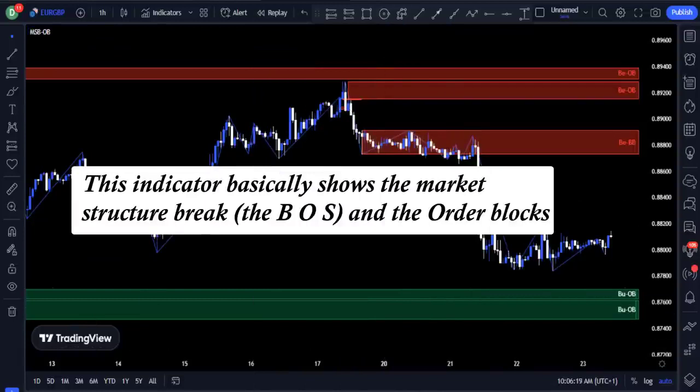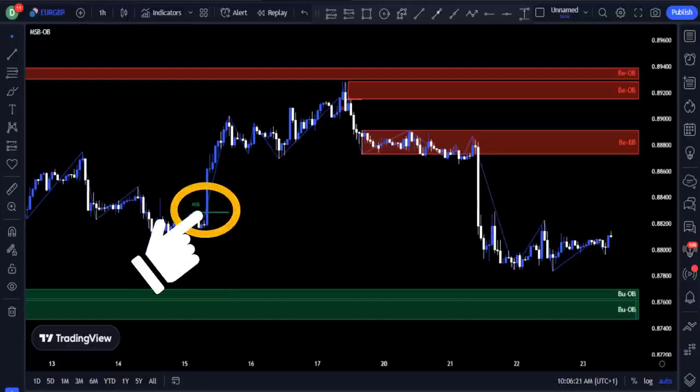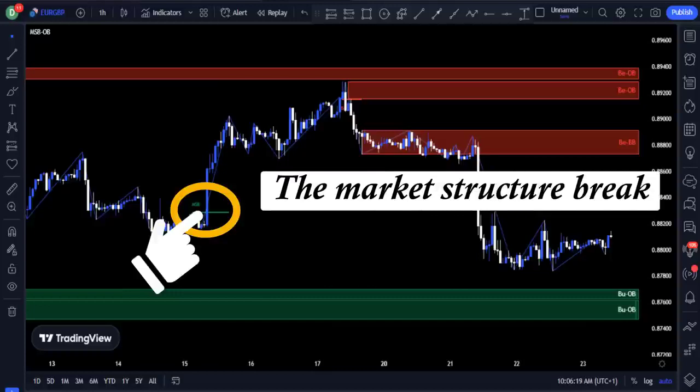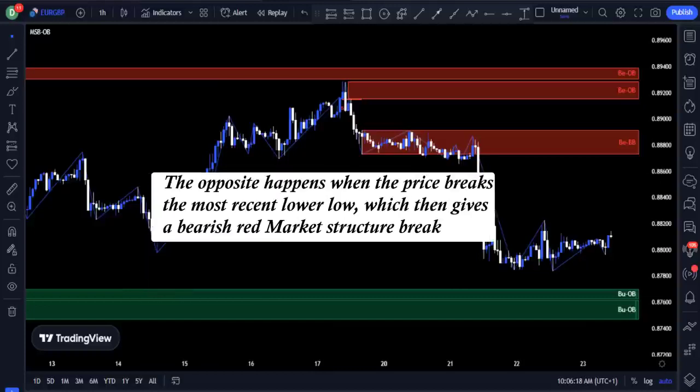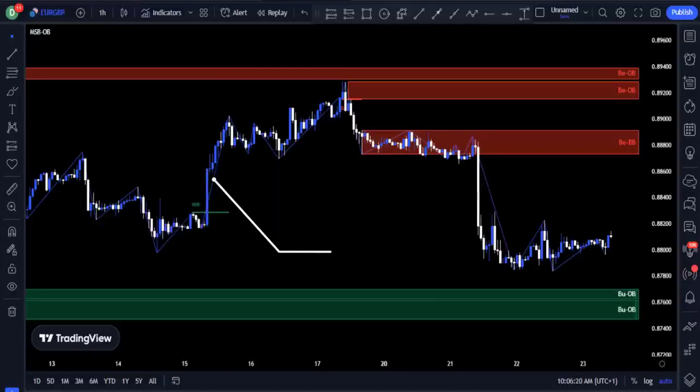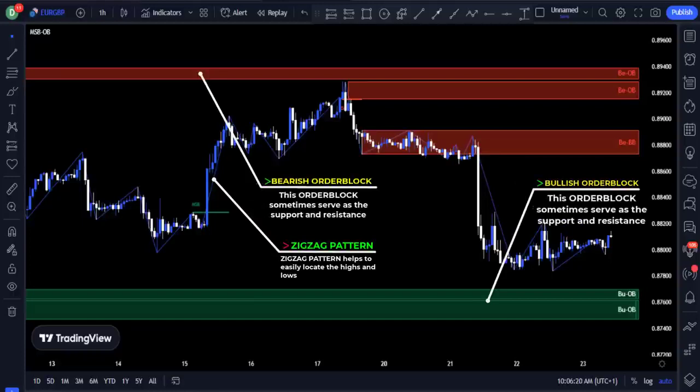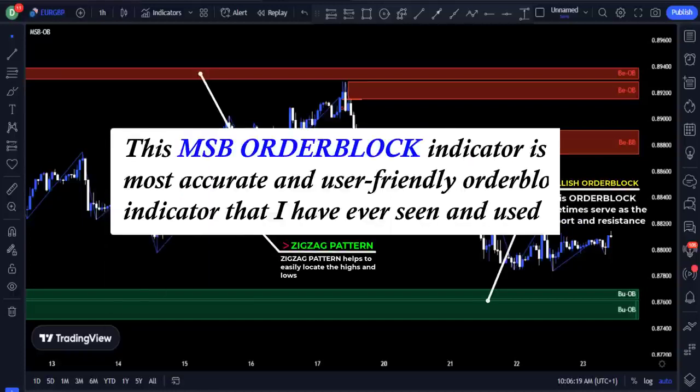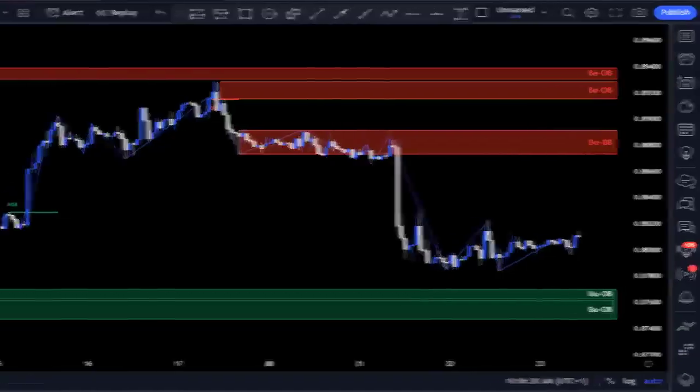Now, this indicator basically shows the market structure break, the BOS and the order blocks. The bullish breakout occurs when the price breaks the most recent higher highs. This is when the indicator shows a green MSB, which means the market structure break. On the other hand, when the price breaks the most recent lower low, we have a bearish red market structure break. This indicator also includes the zigzag patterns, which help us to easily spot the lows and highs, and the market structure. We have these order blocks, which can also be used as supply and demand zones. So traders, I definitely believe that this order block indicator is the most accurate and user-friendly order block indicator that I have ever seen and used as well.